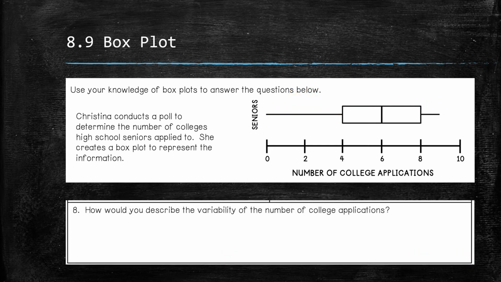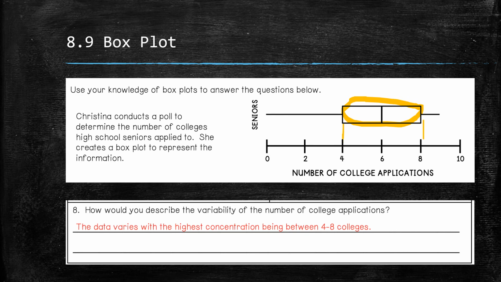So how do I describe the variability, the spread of my college applications? And when I'm looking at my box and whisker plot, the majority of that data falls within the box. So therefore, that difference falls within 4 to 8 colleges.